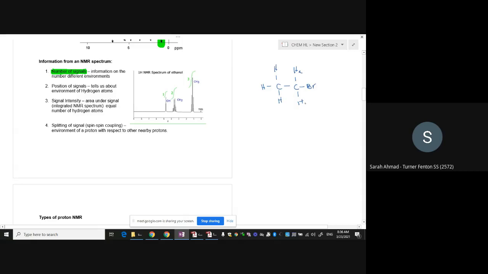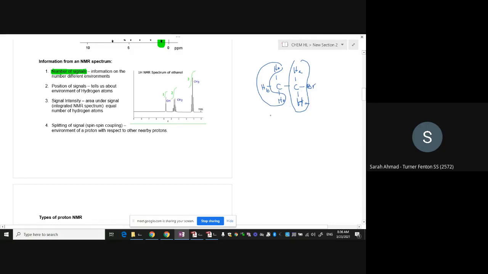So I can call these protons A because they're next to that bromine, and then I can call these environment B, or I can say that they're in a different environment as compared to these two protons. So right away, the number of signals tells you the proton environment. So for my bromoethane, I will expect two peaks, okay?